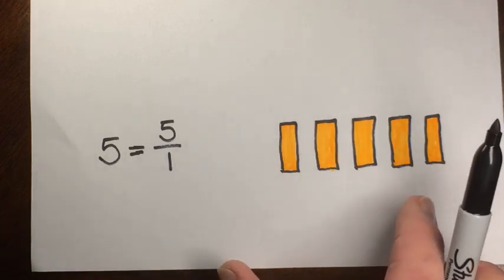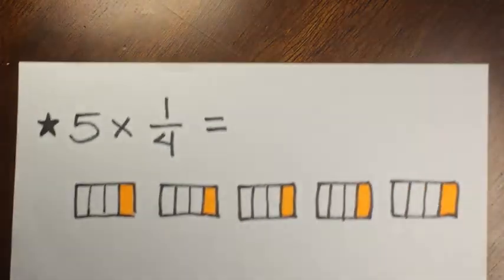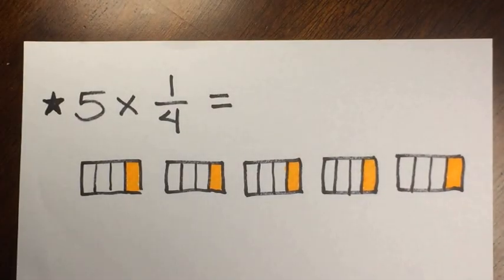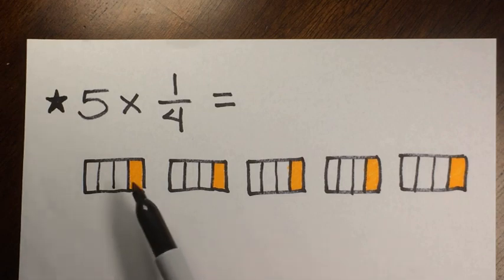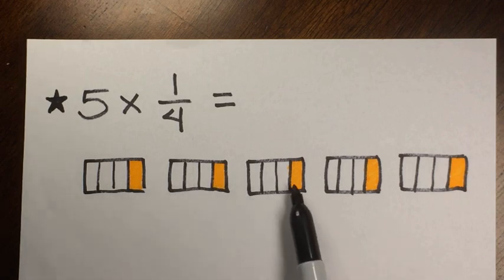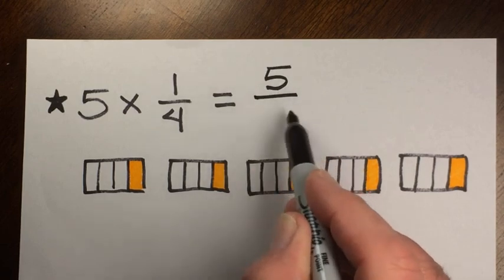All right, so that will help us on our next step of this process. Let's go back to our target problem, our starred problem. We still had 5 times 1/4, and we have 1, 2, 3, 4, 5. It's still 5.